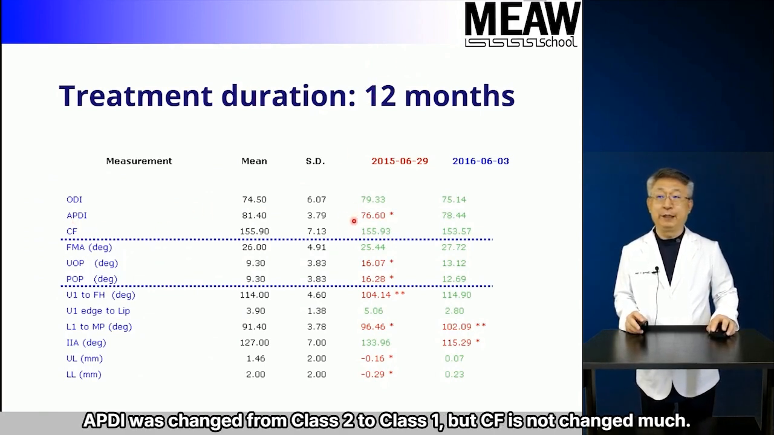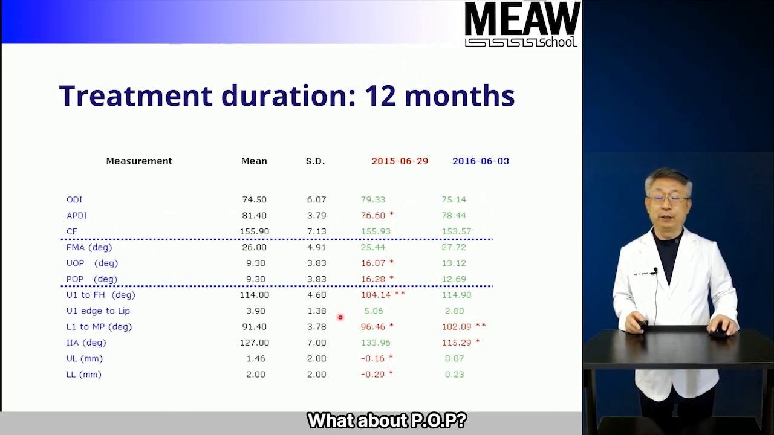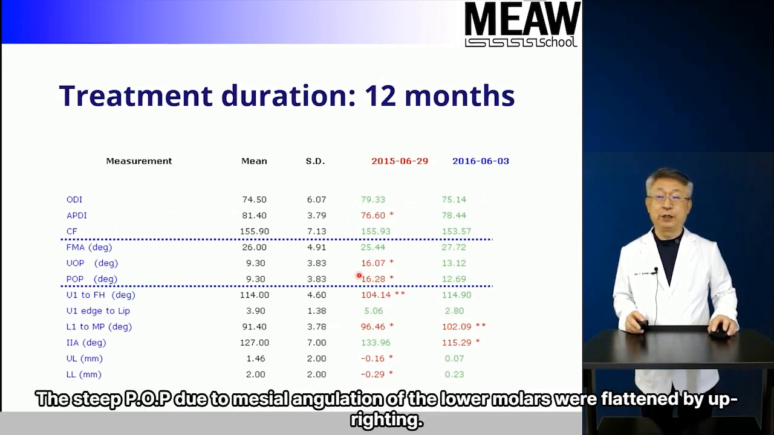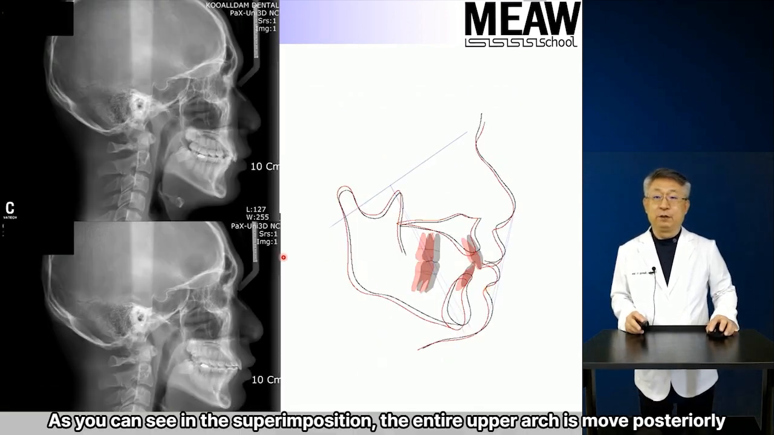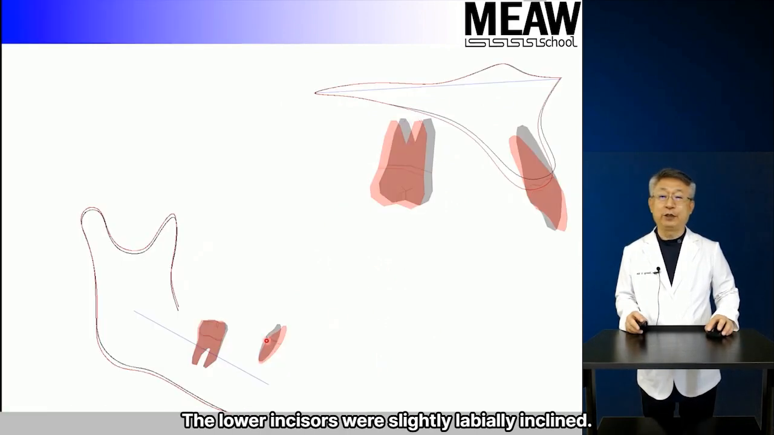APDI was changed from Class 2 to Class 1, but CF is not changed much. What about POP? The steep POP due to mesial angulation of the lower molars were flattened by uprighting. As you can see in the superimposition, the entire upper arches move posteriorly. The lower incisors were slightly labially inclined.